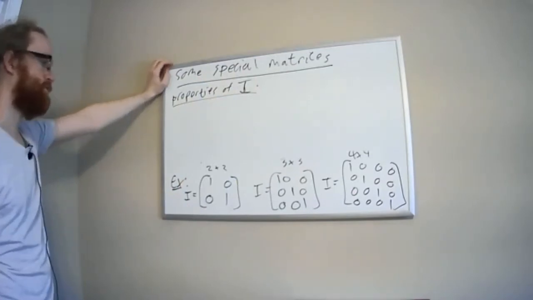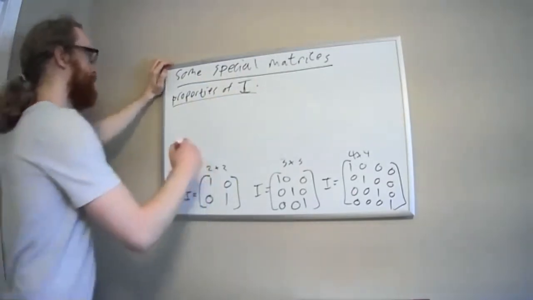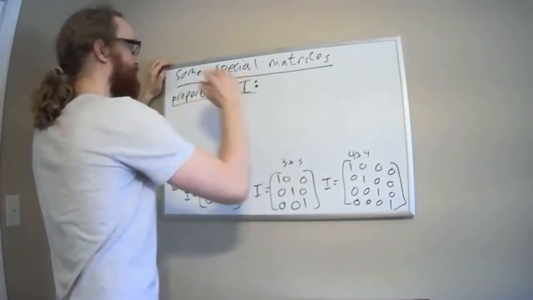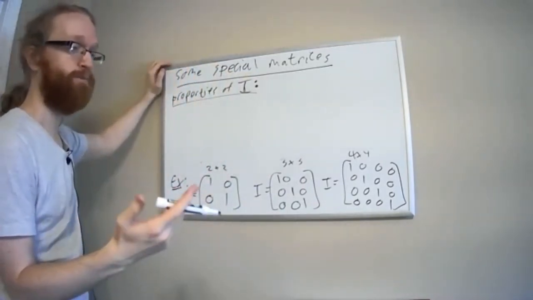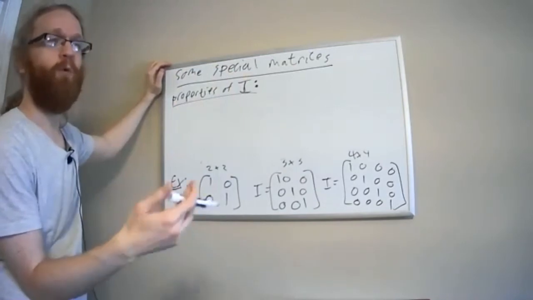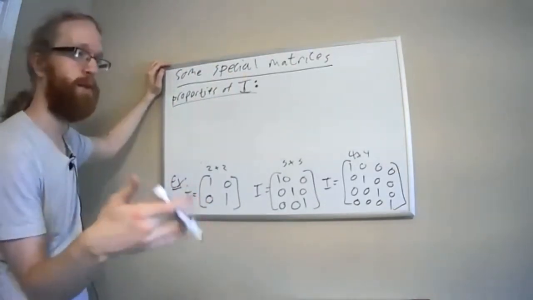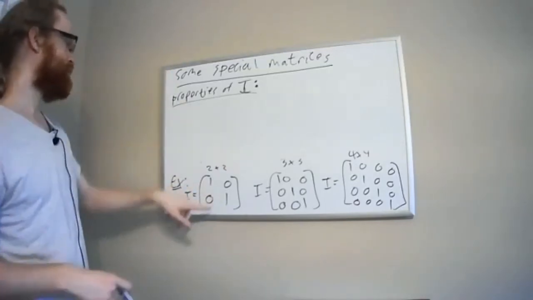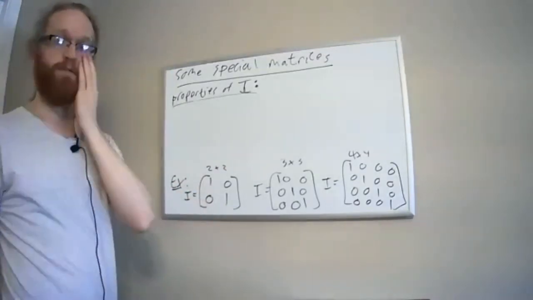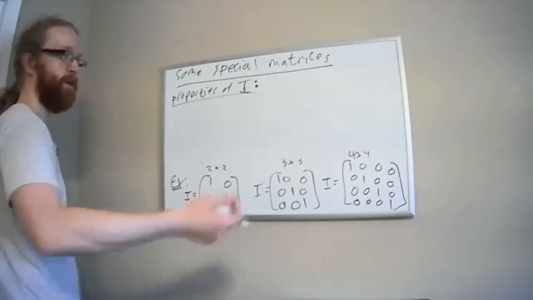So properties of I. Really, all I want to tell you about the I is the following. It takes the role of the number 1, and as we know, if I multiply 1 by any number, I just get that number back, right? 1 times 2 is 2. 1 times x is x. So multiplying by 1 doesn't change anything. Turns out, same thing is true for this matrix. Any matrix times I just gives that matrix back.